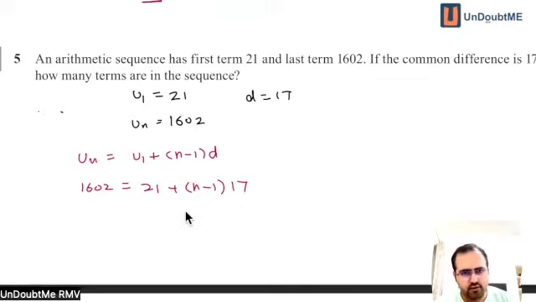Now it is always preferred not to open the bracket in such cases. You can definitely do it, but I prefer not to open the bracket. So what will I do? 1602 minus 21 is equal to 17 times (n minus 1). I will divide the same thing by 17. That will be equal to n minus 1.